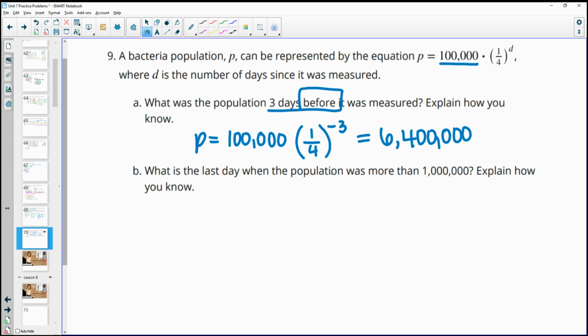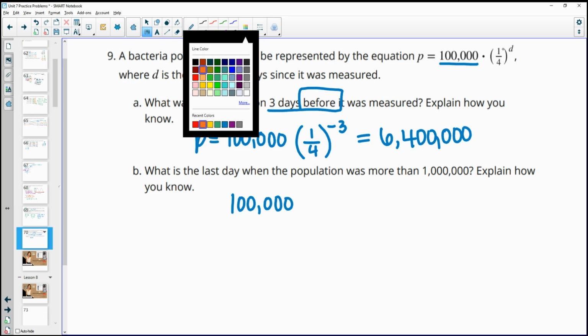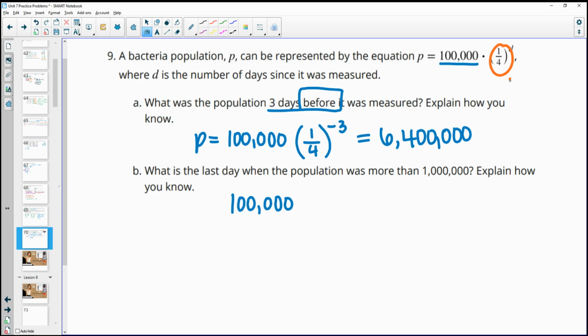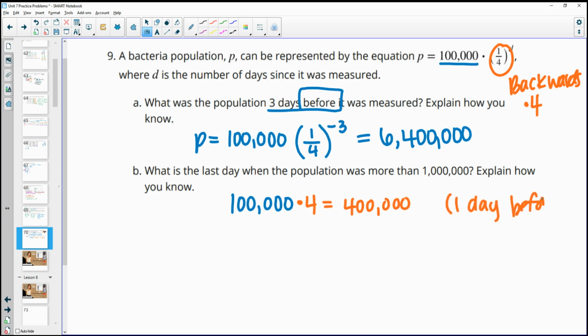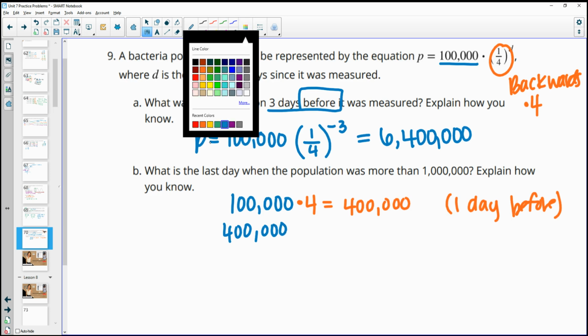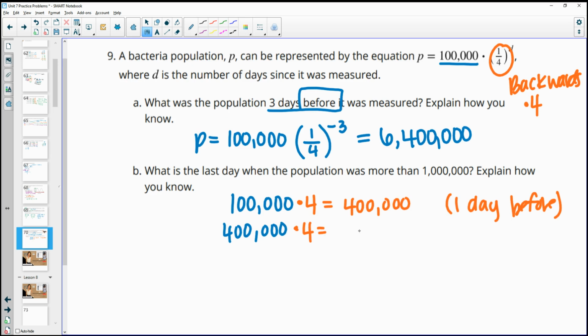And then what was the last day when the population was more than 1 million? So on this one, I am going to just do the backwards version, or the undoing of 1/4. So the opposite of 1/4 is multiplying by 4. So to go backwards, that's multiplying by 4. So if I multiply this by 4, that gives me 400,000. This was 1 day before. And then if I take that 400,000 and I multiply by 4 again, this gives me 1,600,000. And this is 2 days before.